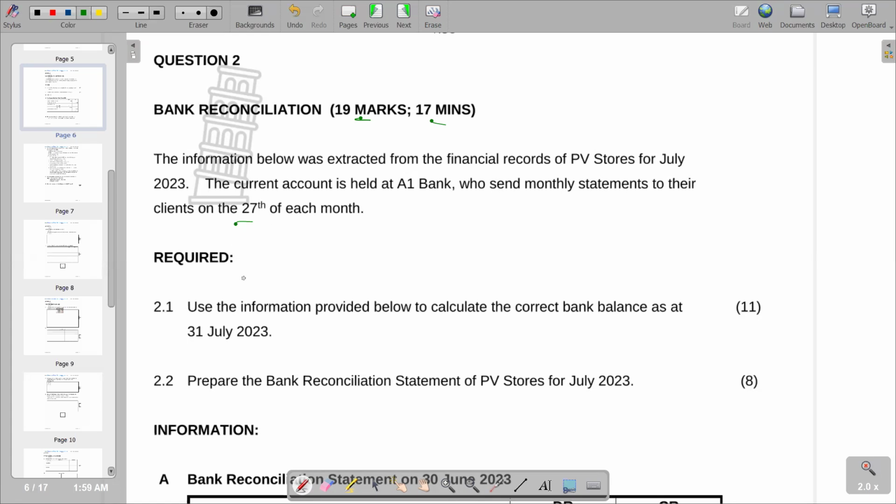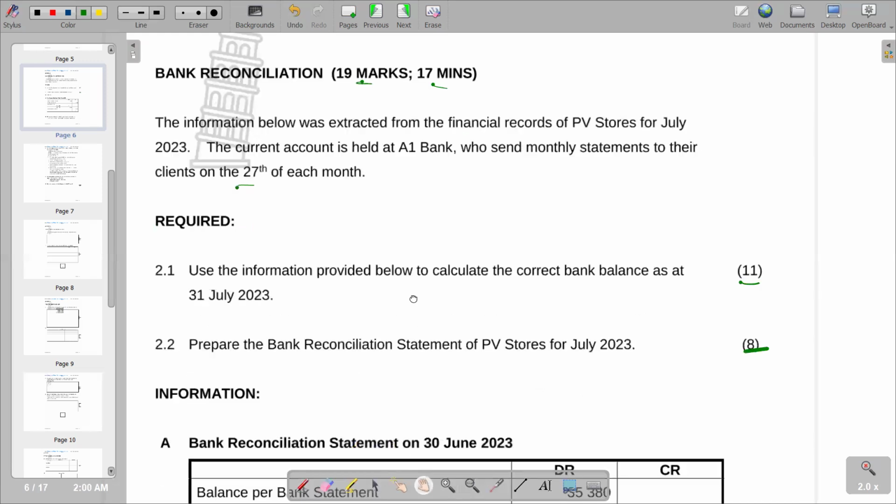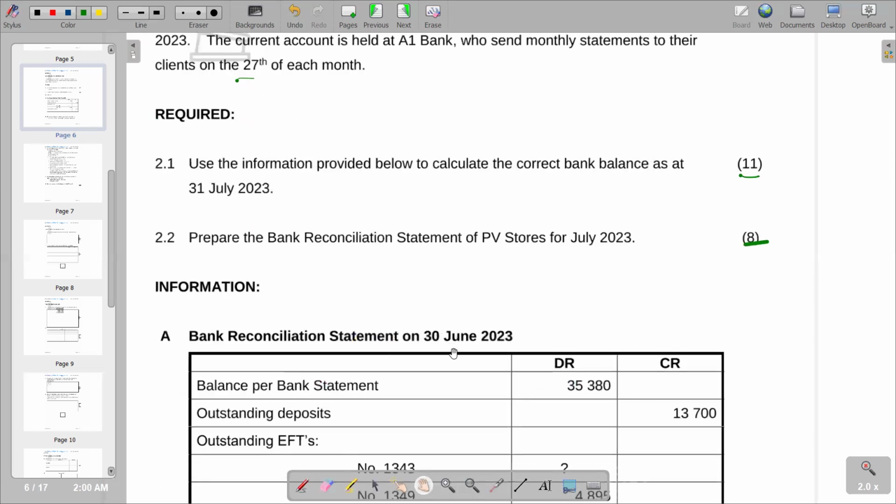On the required part, using the first part, use the information provided below to calculate the correct bank balance as at 31 July 2023, and it is 11 marks. The second part: prepare the bank reconciliation statement of PV Stores for July 2023, and it is 8 marks. So moving on to the information parts, we have information A that we are given there, of a bank reconciliation statement for June 2023.